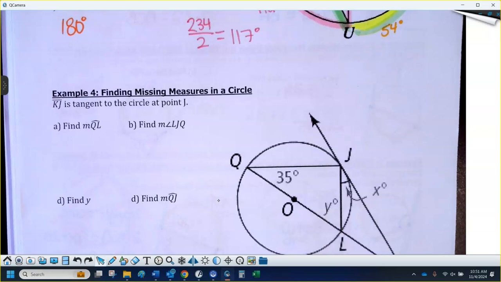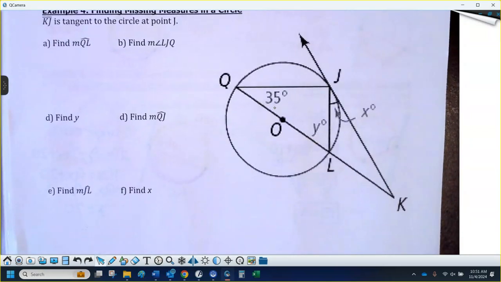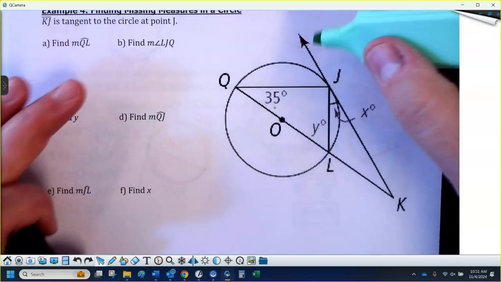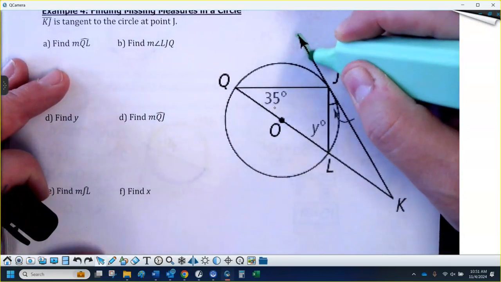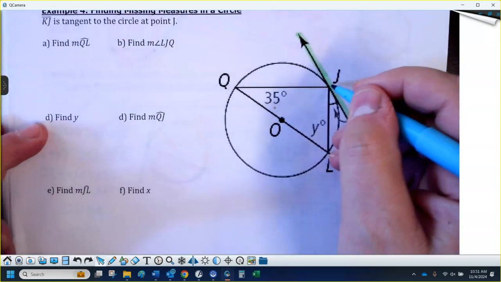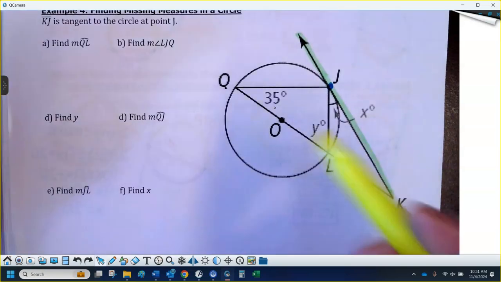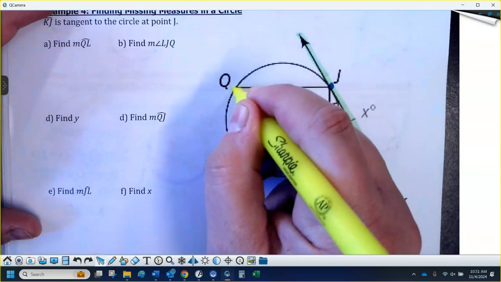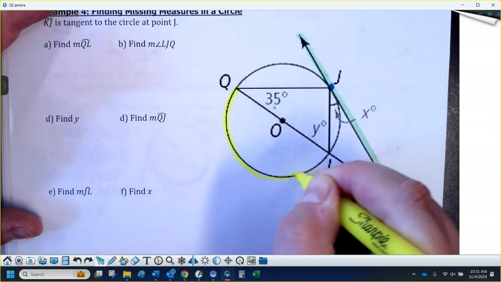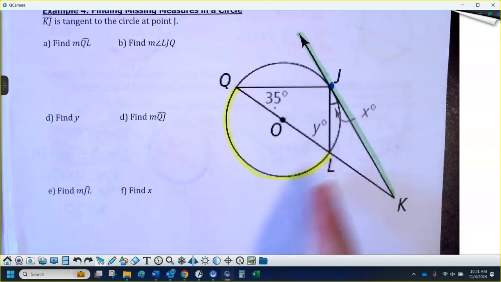Okay, I've got one more. This one isn't quite as many problems here. All right, so I've got a tangent line again. Here's my tangent line from J to K. So we're just going to brush by the circle and touch it in this one spot. And my first question is to find the arc from Q to L. All right, how many degrees is this? Can you guys tell? You don't need the 35 or anything. How many degrees would Q to L be?